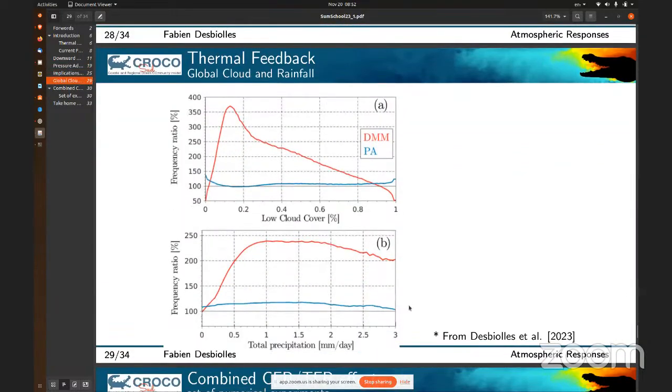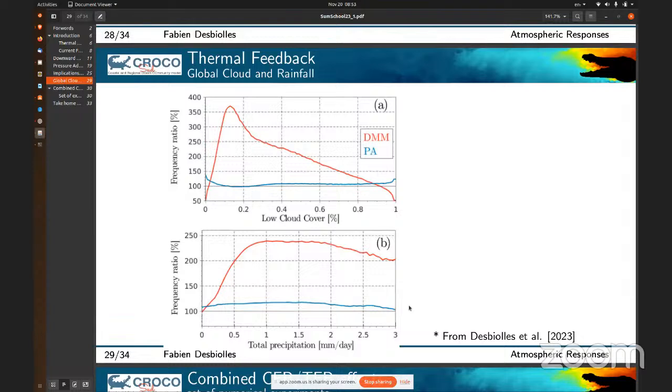Here, I'm going to pass very, very quickly. But practically, what I did here, we are over the global ocean. We know that we have the two mechanisms. The red is the downward momentum mixing, the blue is the pressure adjustment, and I do a ratio of PDFs for the moments that favor vertical velocities, updraft, and the moments that favor downdraft. I do the ratio over all the cloud cover range and over total precipitation, in millimeters a day.